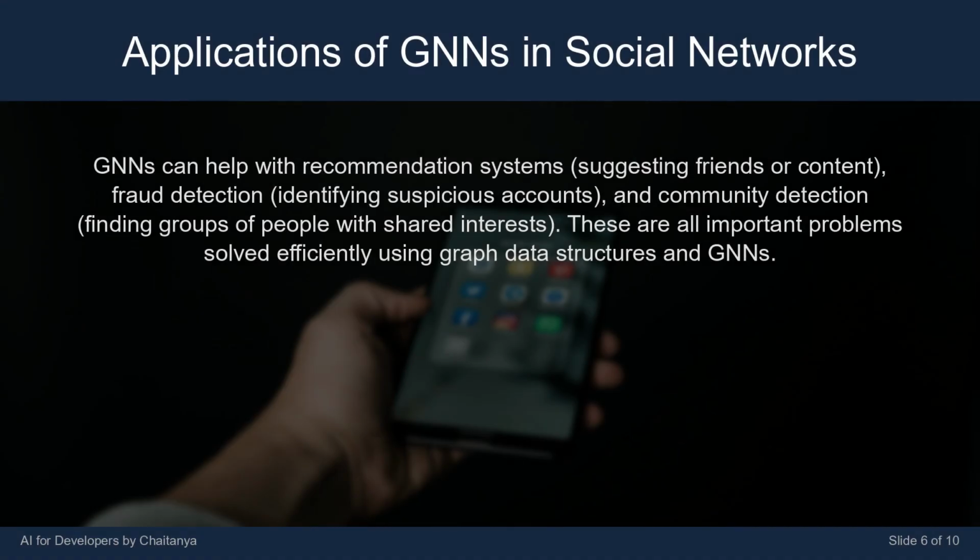GNNs can help with recommendation systems, suggesting friends or content; fraud detection, identifying suspicious accounts; and community detection, finding groups of people with shared interests. These are all important problems solved efficiently using graph data structures and GNNs.